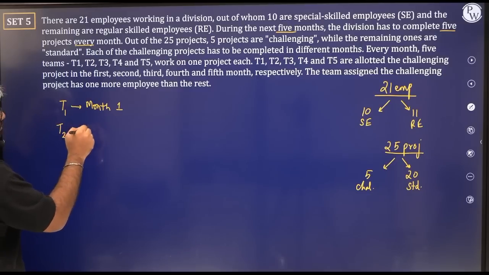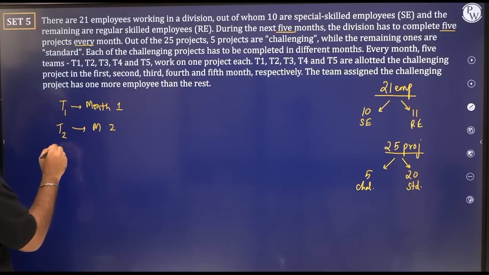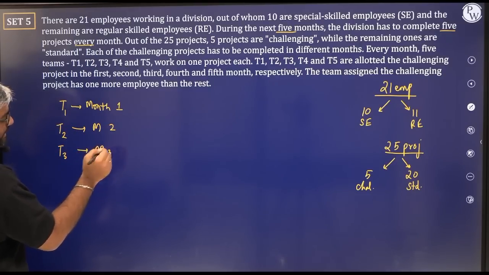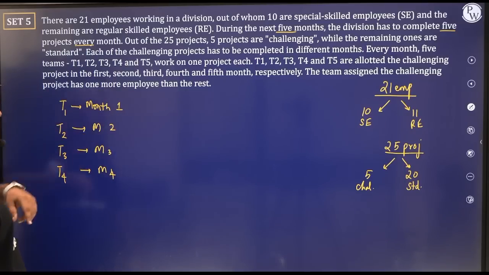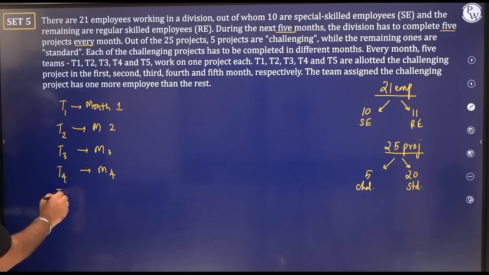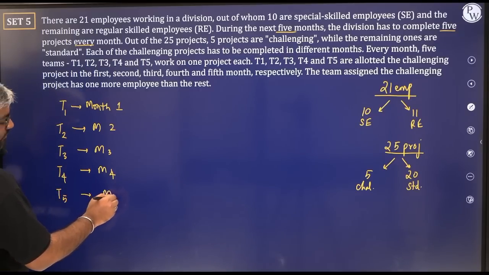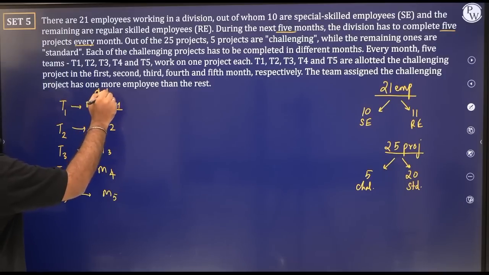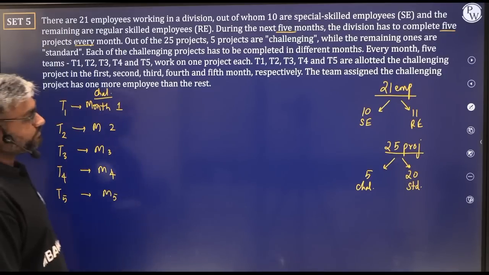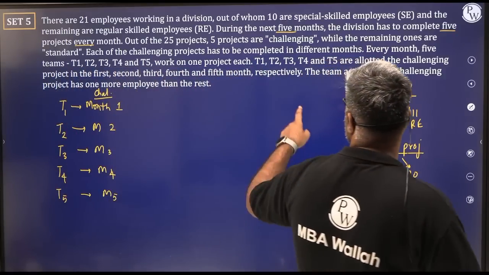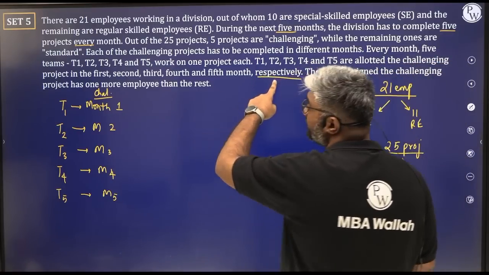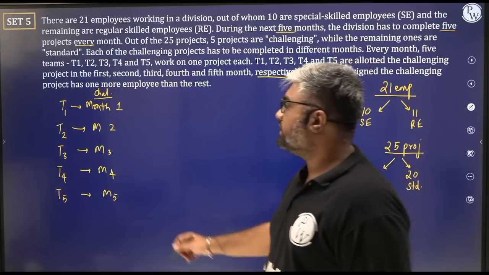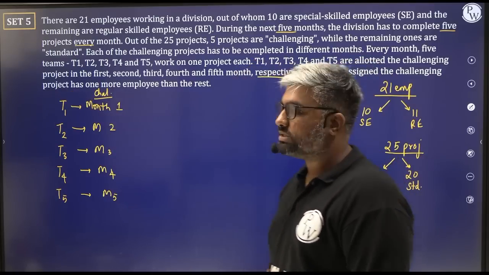T2 in month 2. I'm going to write M2. T3 will be doing the special project, challenging project in month 3. Okay, T4 will be doing the challenging project in month 4, and team 5 will be doing the challenging project in month 5. Okay, challenging project, they'll be doing this. Now let's look at the next thing. They're saying, because they said respectively, okay, that's why we assigned it. अगर ये respectively word नहीं होता, then there is no way to find out which month which team will be doing the challenging project.